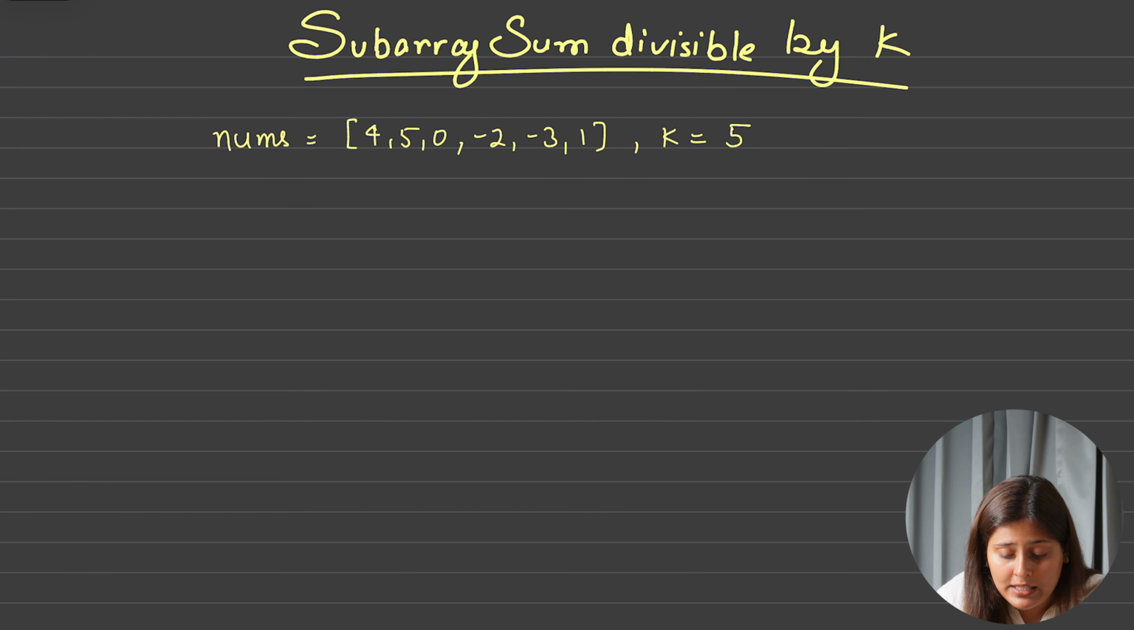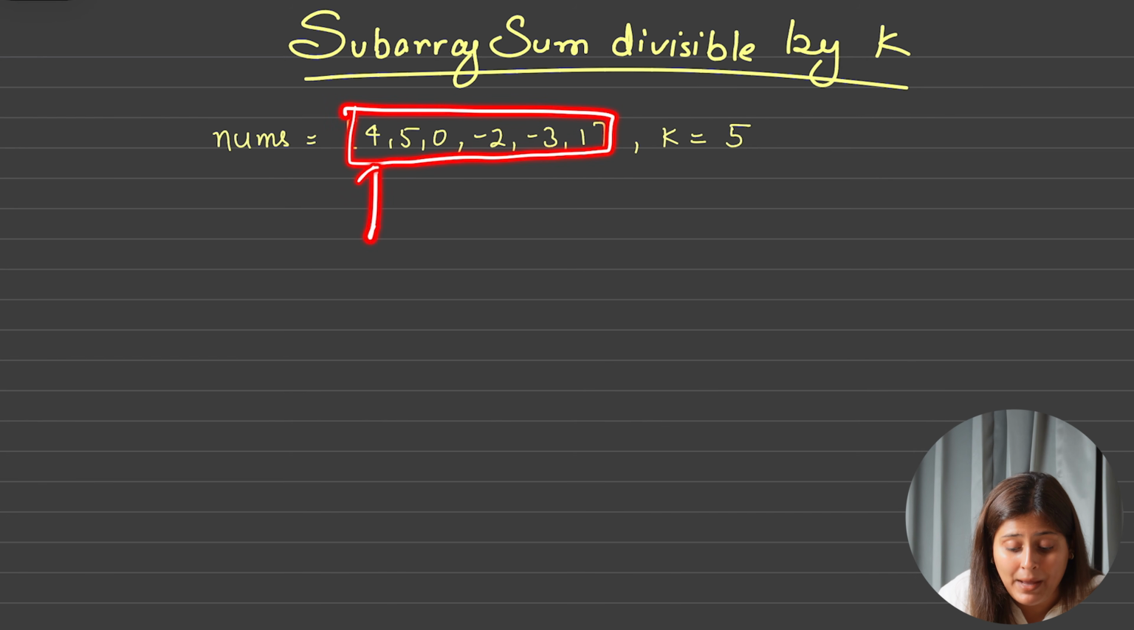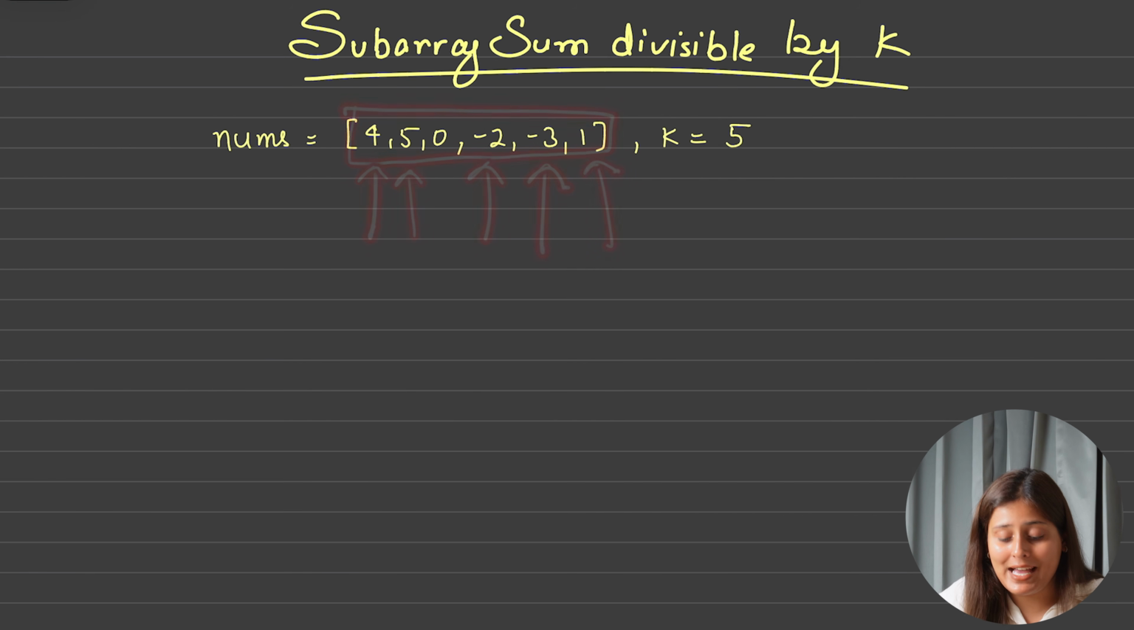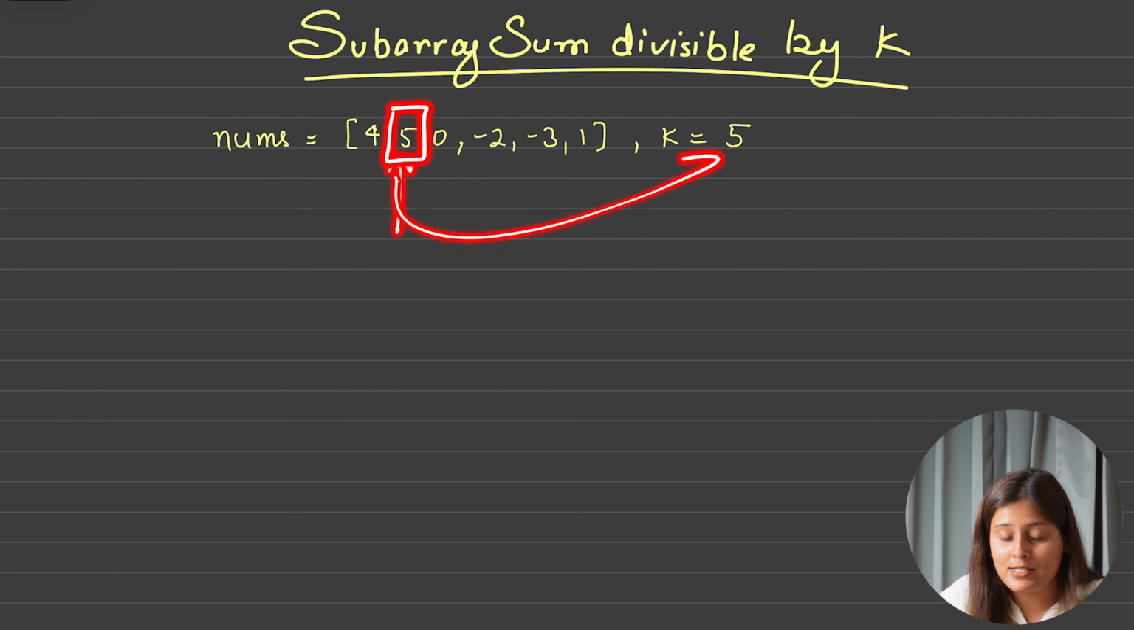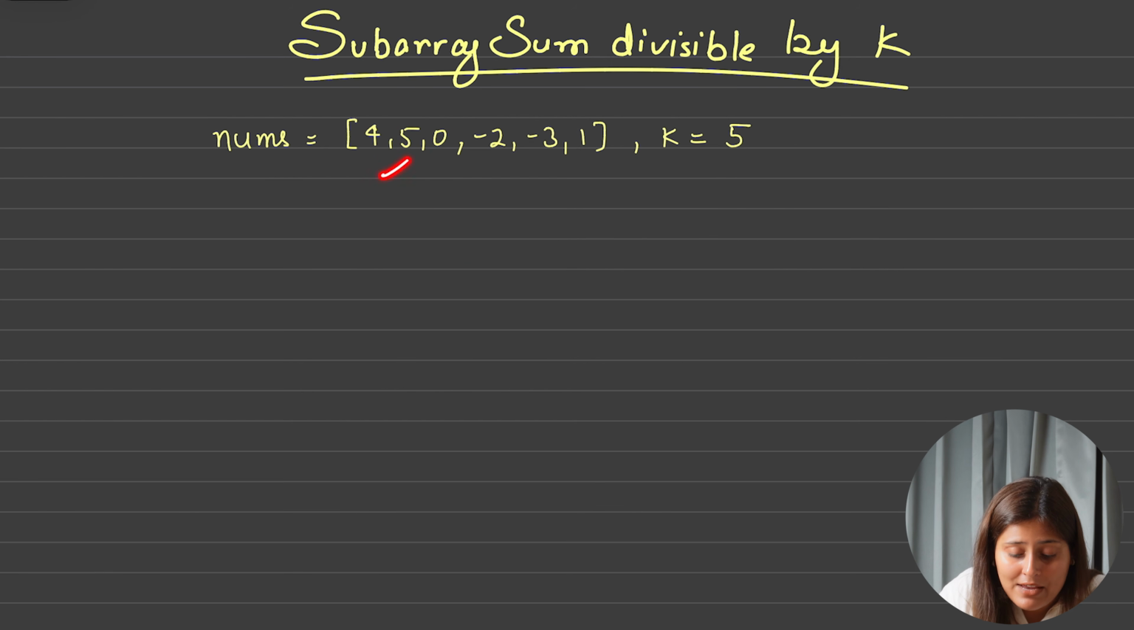Similarly, in this way, if you see the whole, this is a subarray. And if you see the summation, 4 plus 5, 9, minus 2, 7, minus 3, 4, plus 1, 5, and that is divisible by 5, and hence you can say yes, the subarray which starts with index 0 is this which is valid. Again we will start from this point and we will see is this a subarray? Yes, it is. Is this divisible by k? Yes, it is. Hence it is a valid subarray. Next time 5, 0. Yes, it is divisible by k.